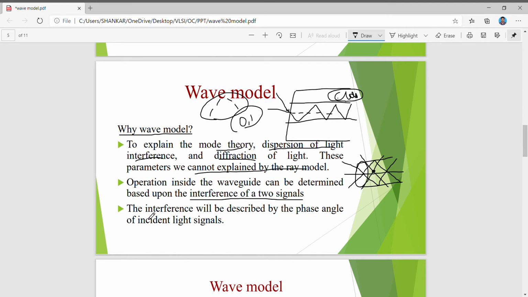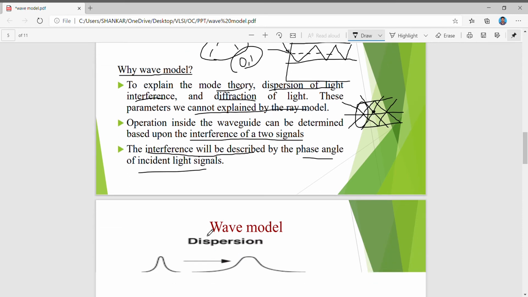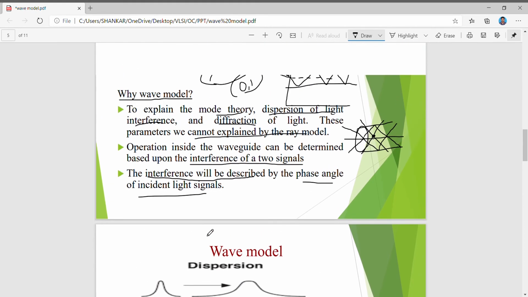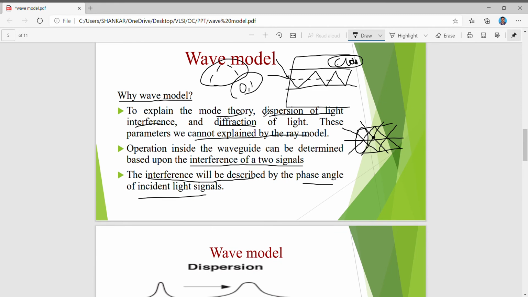The interference will be described by the phase angle of the incident light signal. Whatever light signal we are incident has some phase angle, so based upon the phase angle, the interference will be described, meaning the interference will occur. Generally, the ray model cannot explain dispersion.